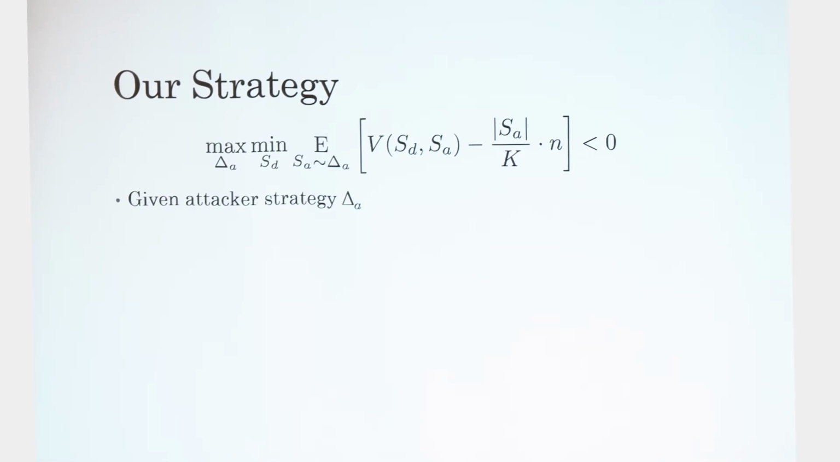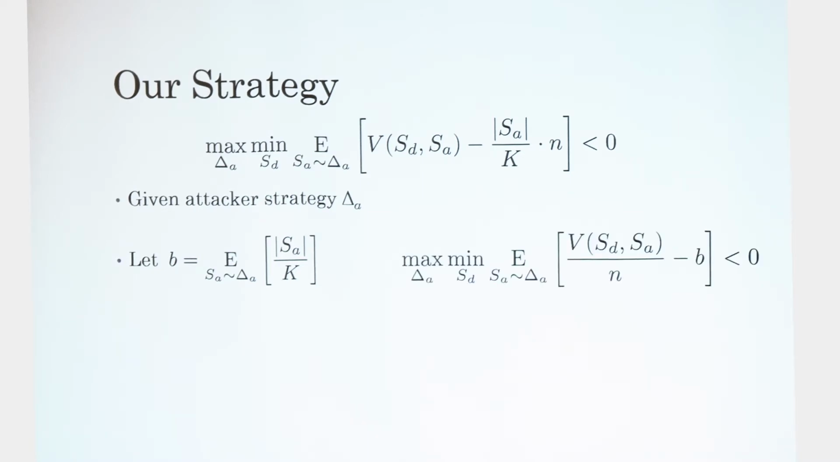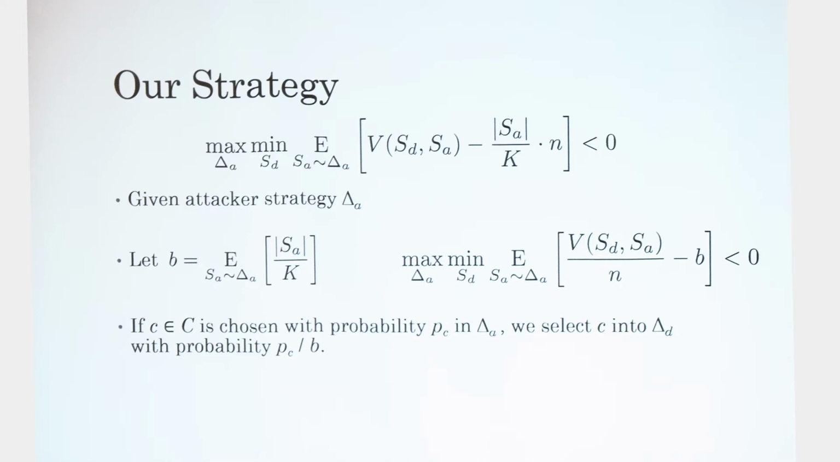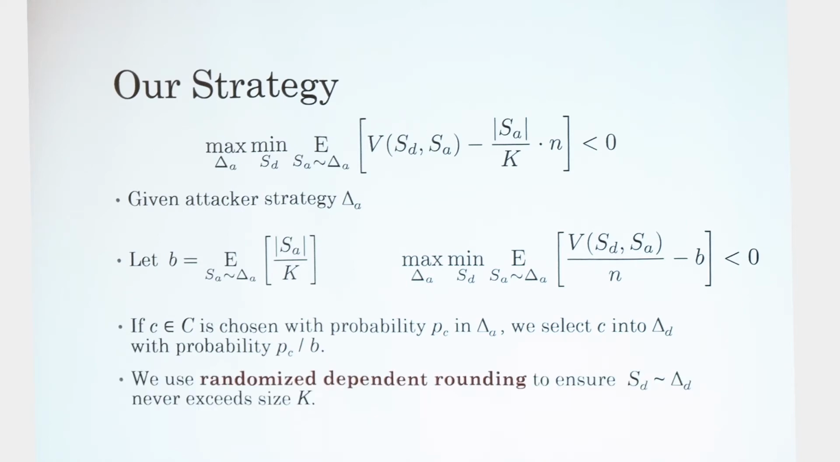Given an attacker strategy delta A, we define b to be the relative size of S A and the size of S D. So we will rewrite the thing above to be this. It's just we change the S A over k to be b. And our strategy is this. If a candidate c is chosen with probability p c in the attacking distribution delta A, then we select c into the defending distribution with probability p c over b, where b is a constant smaller than 1, so we are scaling up the probabilities. And we will use randomized dependent rounding to ensure that the defending committee that we select never exceeds the size k.